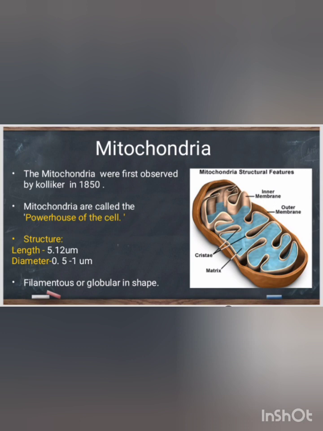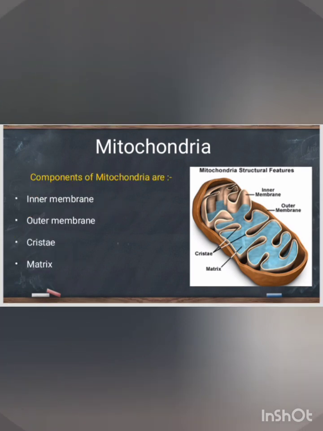With the help of enzymes, mitochondria oxidize carbohydrates and fats in the cell. The energy released in this process is stored in the mitochondria in the form of ATP, that is adenosine triphosphate. Plant cells have less mitochondria than animal cells. The components of mitochondria are divided into four parts, that is inner membrane, outer membrane, cristae and matrix. These are the four components of mitochondria.